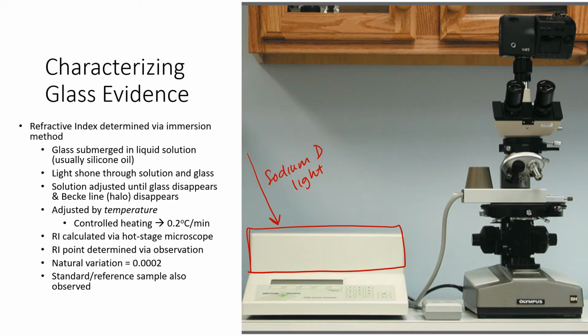Now, what you'll see when you look at it without any kind of tweaking is that the glass is going to have this weird sort of glowy outline to it, and that's referred to as the Becke line. The Becke line is basically an artifact of refraction. So as long as the refractive index is different between the two solutions, you're going to have a Becke line.